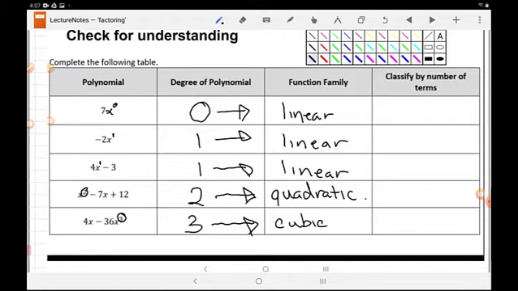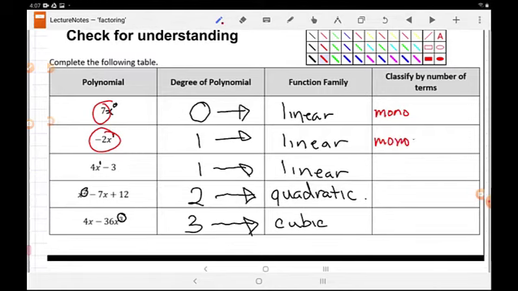All right, now the last part. Classify by the number of terms. So now we're just counting terms. Well, we only had one term there, so that's called a monomial, for 1 and nomial. So monomial. We still only had one term for this one.